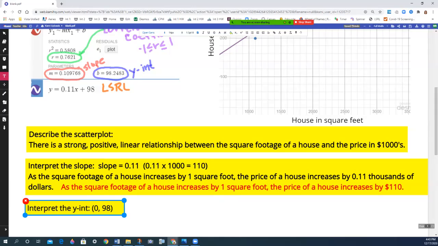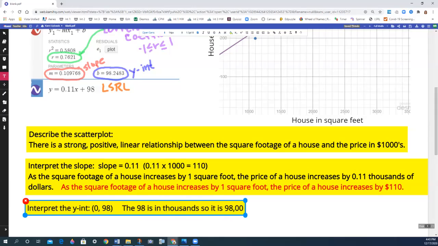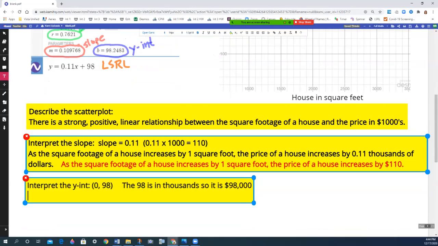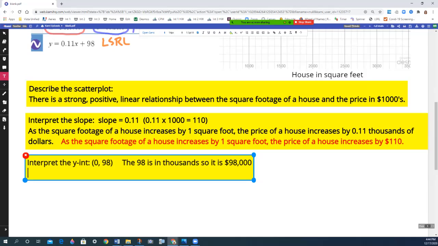So the 98 is in thousands, so it is $98,000. Okay, let me put my dollar sign in here. It is $98,000. So now we're going to use this to write our sentence frame. And our sentence frame is going to start when, and this is when you want to talk about the 0 and you want to talk about the 98. In this case, again, it's really 98,000.